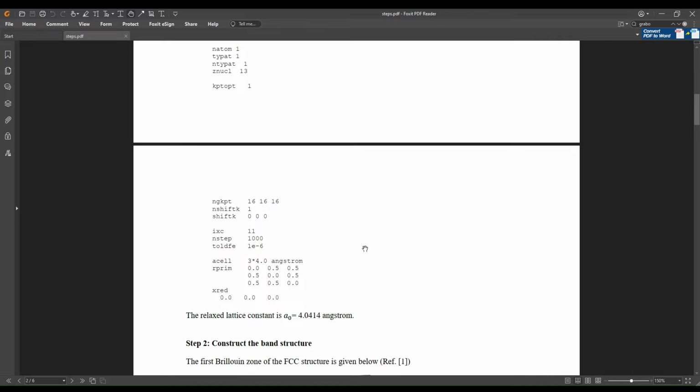Because this is a metallic structure, we need a high density of the k-points in the calculation. I use a 16 by 16 by 16 k-point mesh for this calculation.